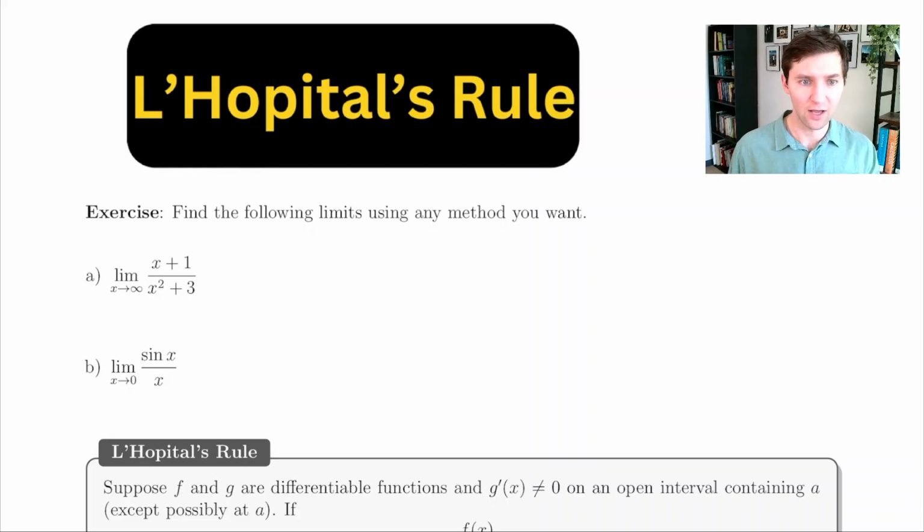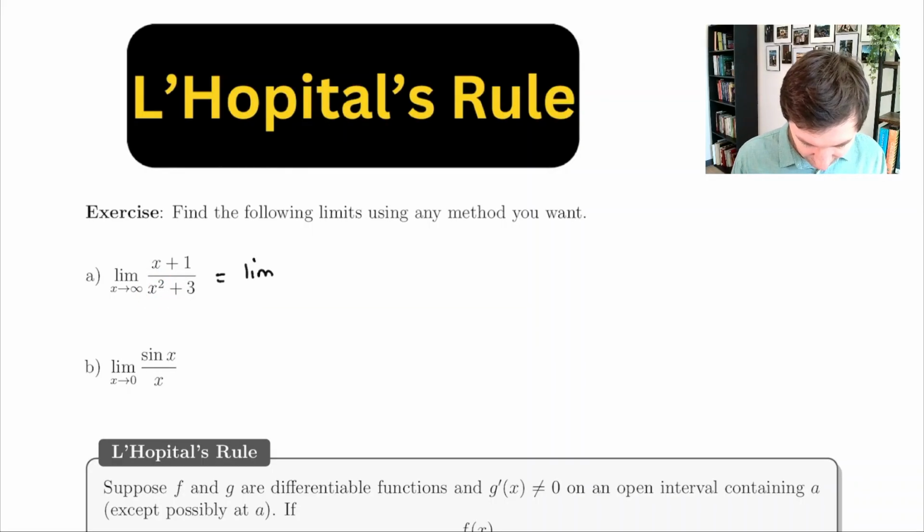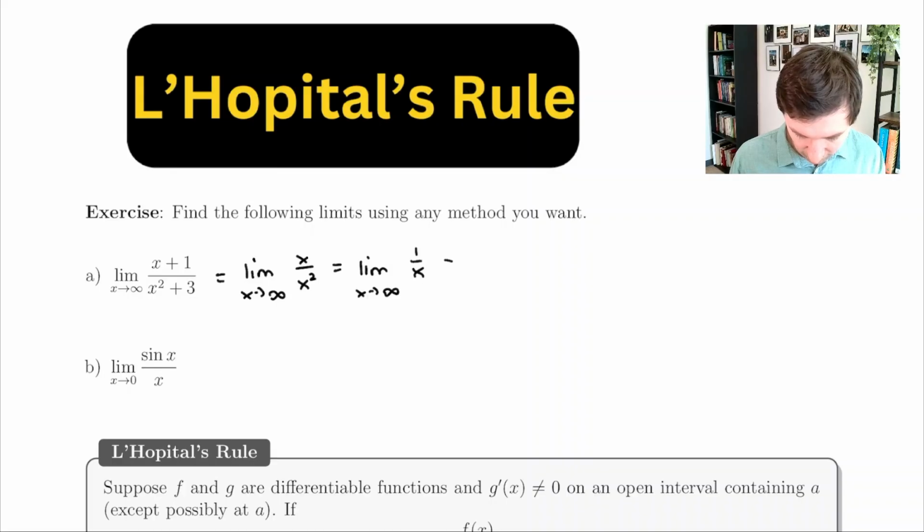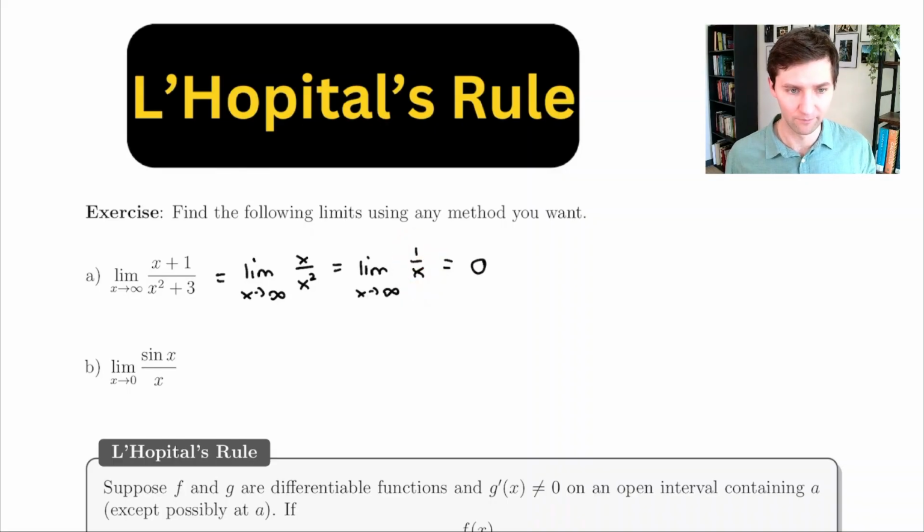To deal with it, I will use a method of leading terms. The leading term in the numerator is x. The leading term in the denominator is x squared. This means that this limit is the limit as x goes to infinity of x divided by x squared. This expression simplifies to 1 over x. And as x goes to infinity, the denominator goes to infinity, which means that the entire fraction gets closer and closer to 0. This limit is 0.